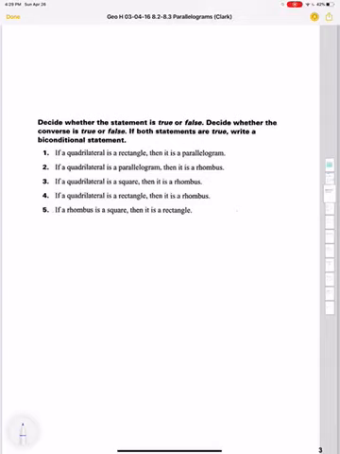So quad means four sides. Rectangle means four right angles. I'm going to just do that for a right angle. And then parallelogram means the opposite sides are parallel. So is that true? If it's a rectangle, is it a parallelogram? Yes. So that is true.